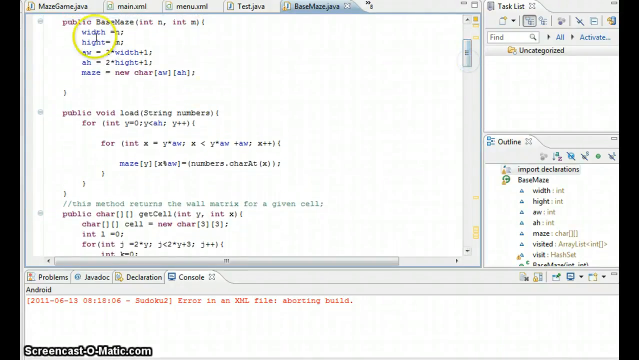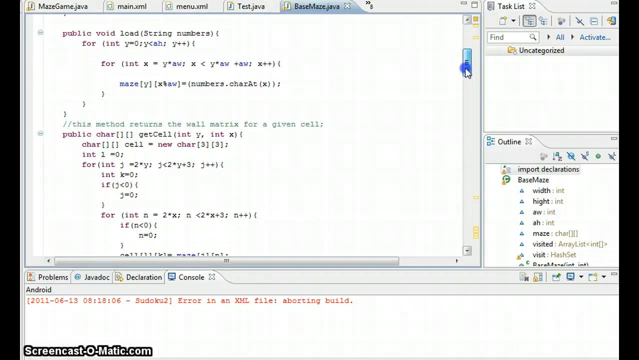The AW and the AH are the width and height. The width and height is just the cells, counting each cell as one, and this is the width and height in the ones and zeros. So that's obviously going to be a bigger number.